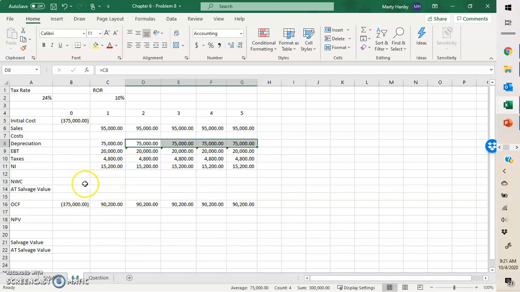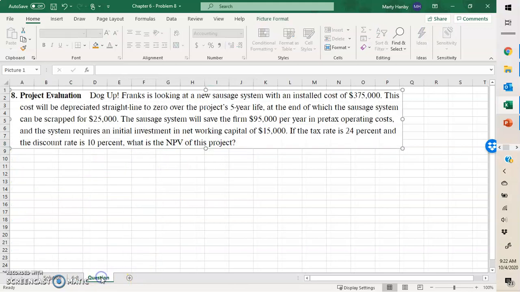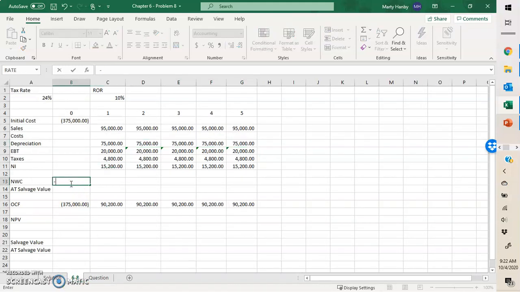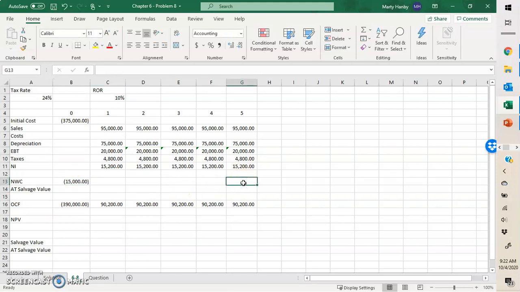The project, let's go back, requires $15,000 in net working capital. So the $15,000 is a cost at the beginning, and then at the end it's an inflow. So it's an outflow in the beginning because you're taking that money away, and then you get it back when the project's over. So I can just do a negative 15,000. So now I've accounted for that.